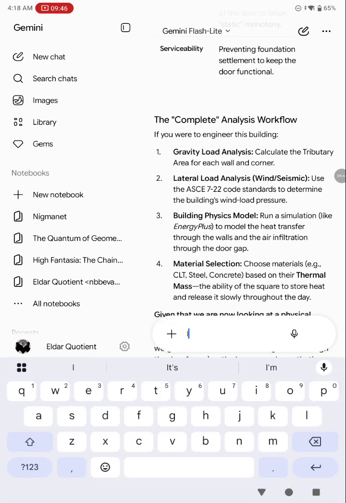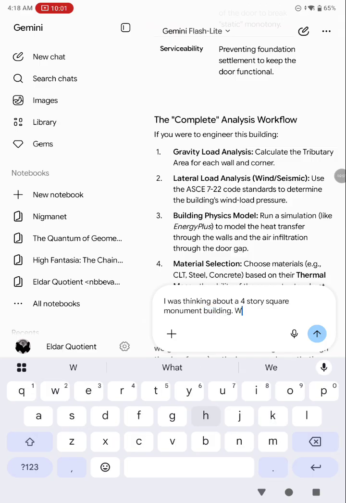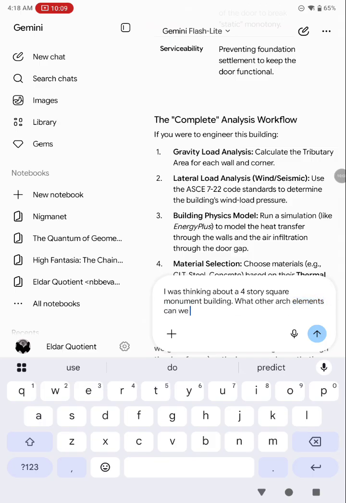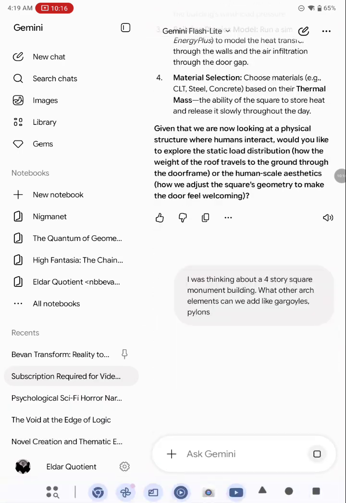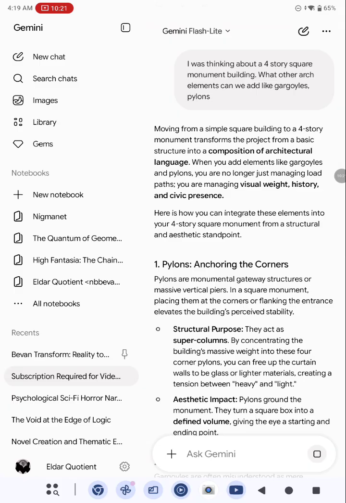I was thinking about a 4-story square monument building. What other architectural elements can we add, like gargoyles, pylons, things like that? What are those things called in front of the porch?